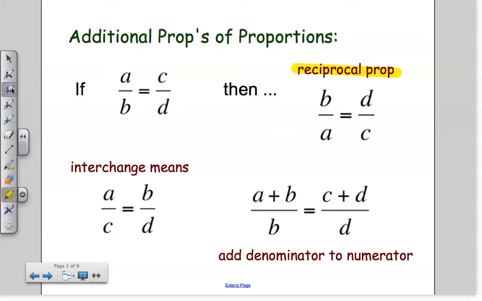Something to notice, the same numbers are still diagonal. A is still diagonal from D, and B and C are still diagonal. So keep in mind that kind of helps show that they really are the same.